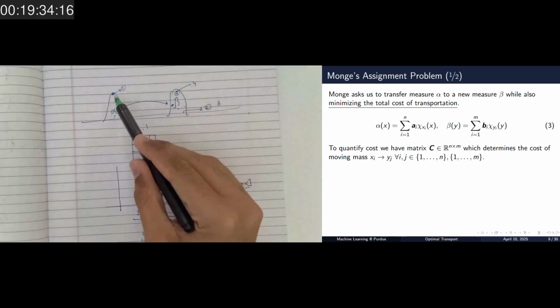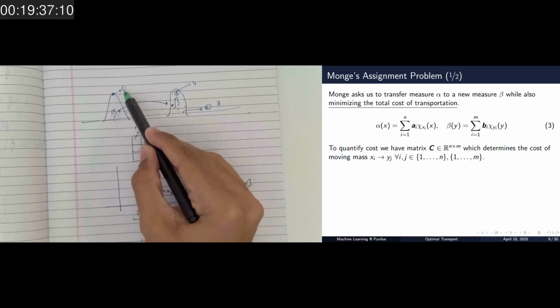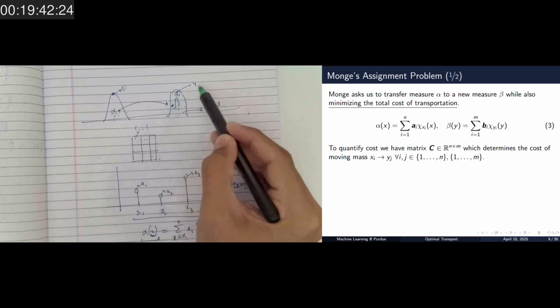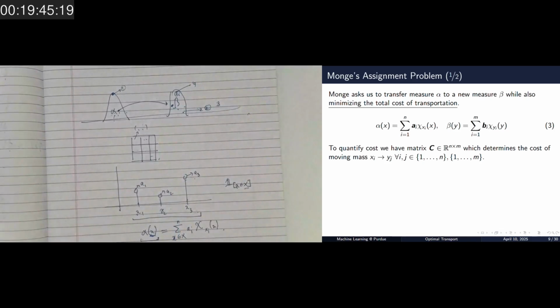So I mentioned earlier that we know the cost of moving, say, this point over here, 1 to 2 has a cost of 3, and moving it to this point over here has a cost of 4. So now we have to introduce some formalism to denote this in a more sensible way, and that's basically just a cost matrix. You have the total cost of moving mass from x_i to y_j represented as a matrix where i goes from 1 through n, j goes from 1 through m, and C_ij is the cost of moving x_i to y_j, or mass present in x_i to mass present in y_j.